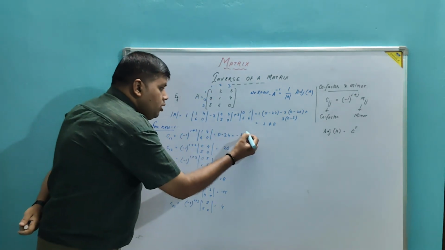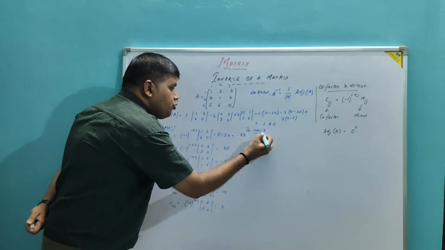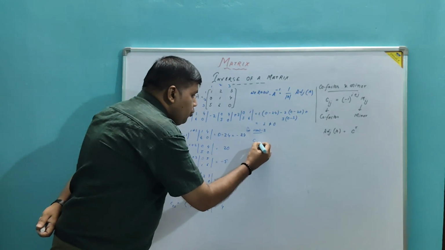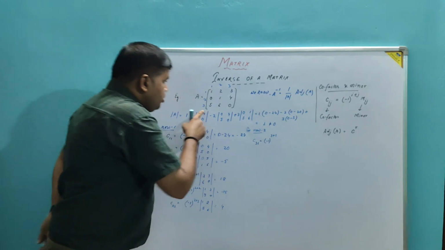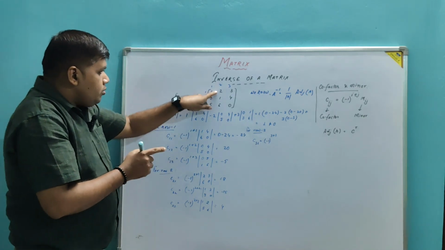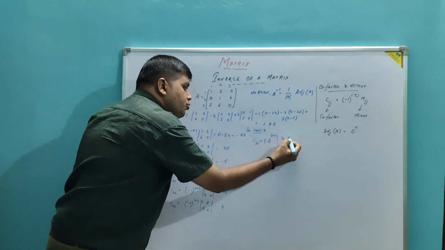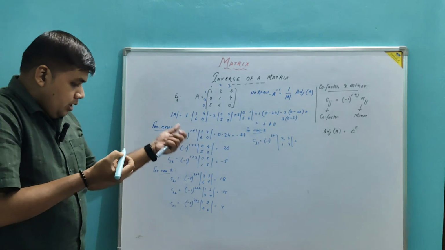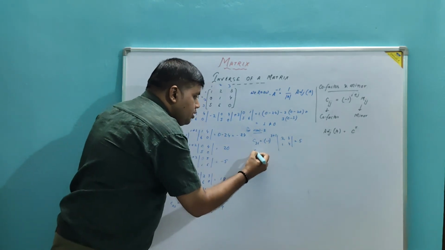Similarly, for row 3, C3,1 is minus 1 to the power 3 plus 1, which means we are finding it for this element. So we have to exclude this row and this column. The minor is 2, 1, 3, 4. After computation, we will get the value 5.